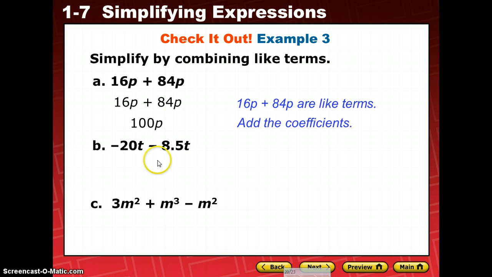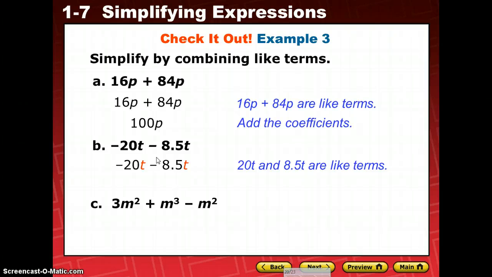If we look down at this one, we have a negative 20t minus 8.5t. These are, again, like terms, so we can go ahead and just combine the coefficients, and we'll end up with a negative 28.5t, because remember, we are combining negative numbers.